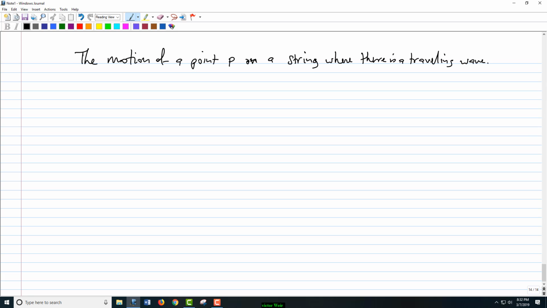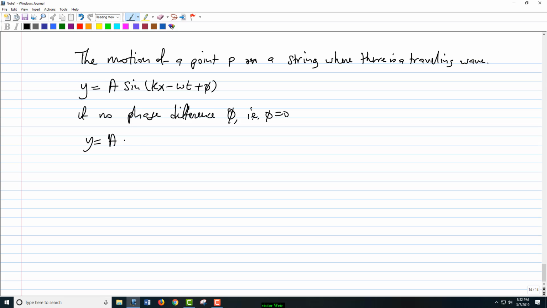Let's look at the motion of a point P on the string. So again, we have our wave y equals A sine(kx minus omega t plus phi). If we assume that there is no phase difference, we can say that y equals A sine(kx minus omega t). So we can draw this below. This is x again, and that's y. And so we have our traveling wave, which is a sinusoidal wave. And we can look at a point P on that wave.